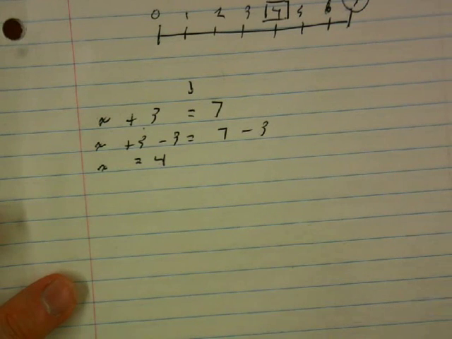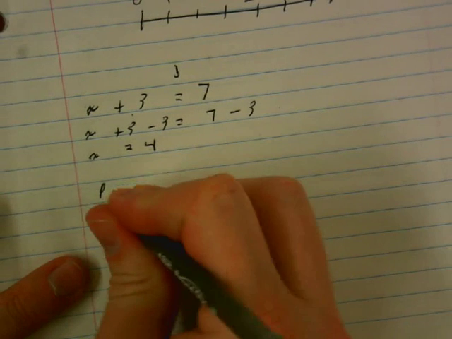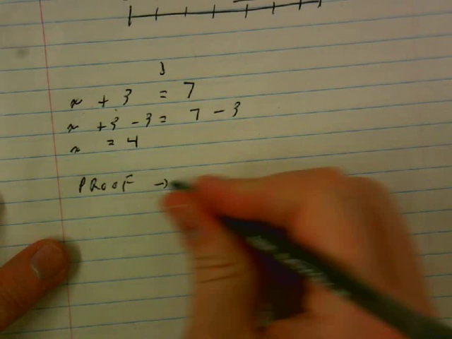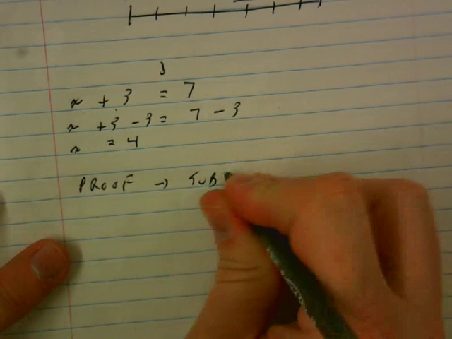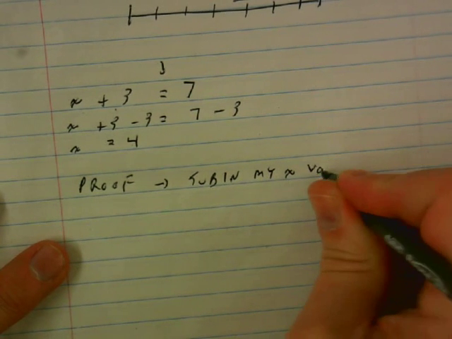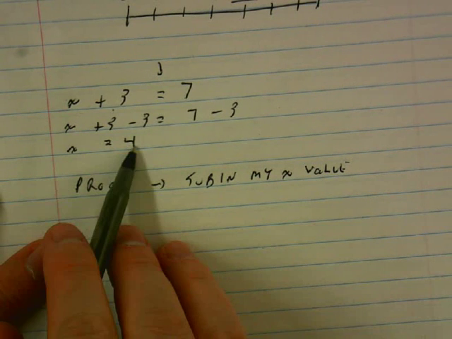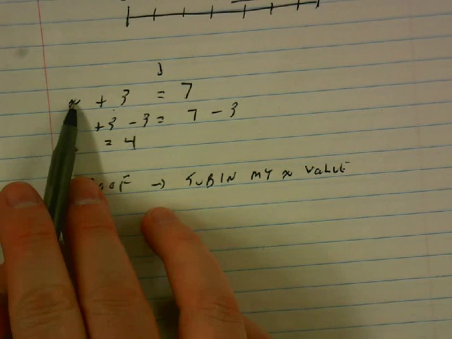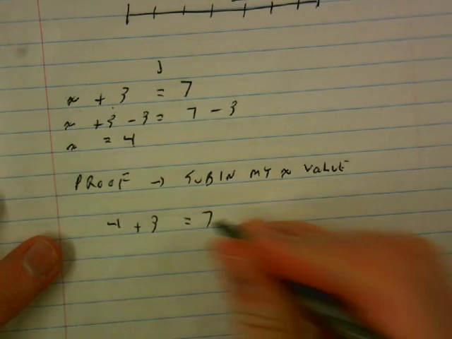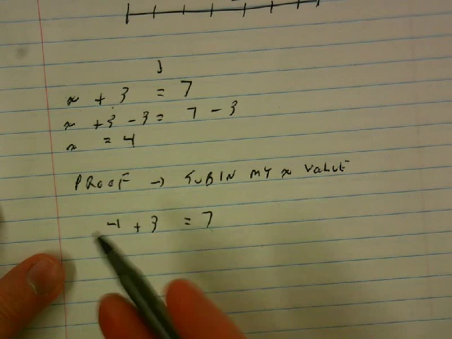The only thing you can do at the end to make sure is what's called a proof. To prove anything, all I need to do is substitute in my x value. I've said here that x equals 4, so up here I'm going to put in a value of 4. 4 plus 3 equals 7. Well, 4 plus 3 does equal 7, so that means it's true, and that means you balanced it properly.